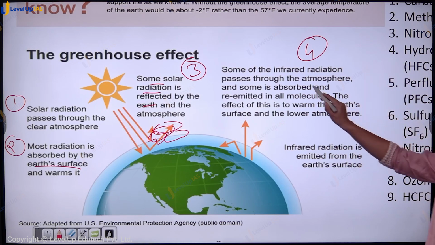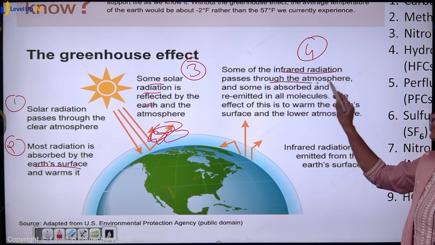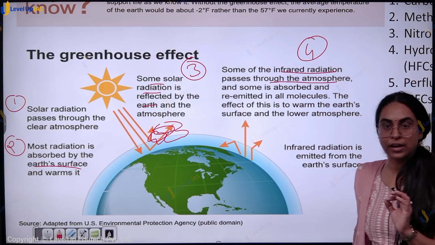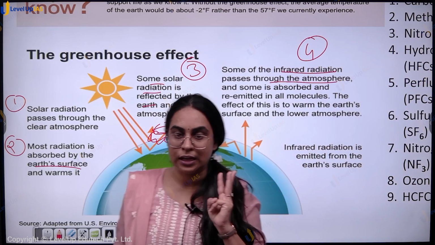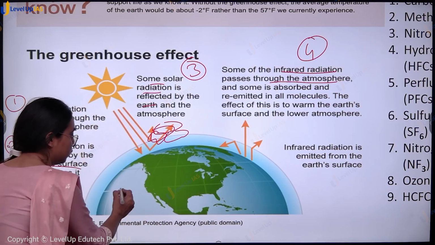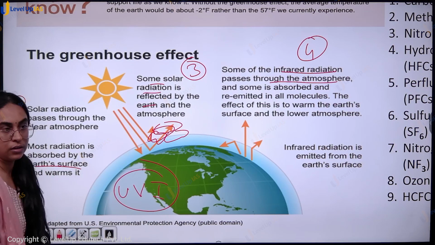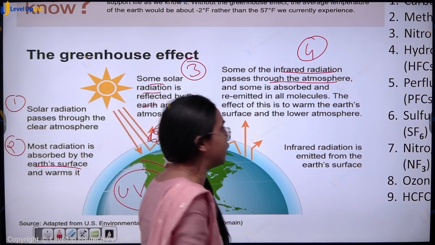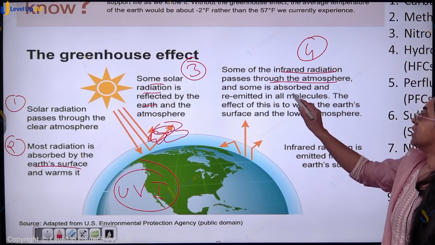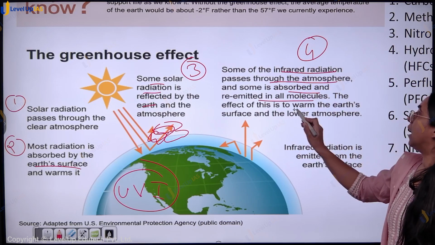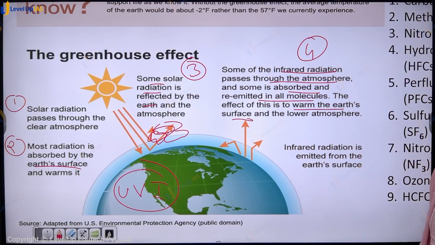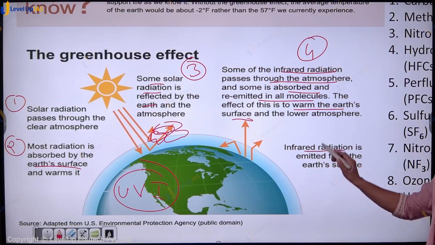The fourth one is some of the infrared rays pass through the atmosphere. कुछ infrared rays sun की भी होती है. Sun की जो light आती है वो 3 spectrum में आती है. UV and I. Okay. Sun का कुछ of the infrared rays, they're absorbed by the atmosphere. Some are re-emitted, and the effect is to warm the Earth's surface. Okay. The infrared radiation. This is the fourth one.